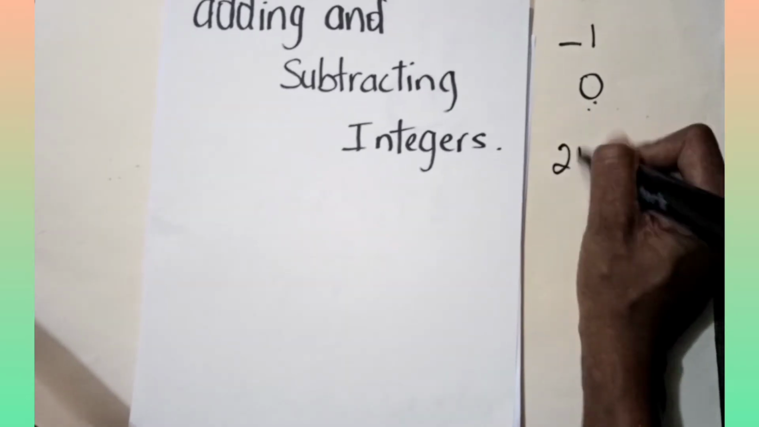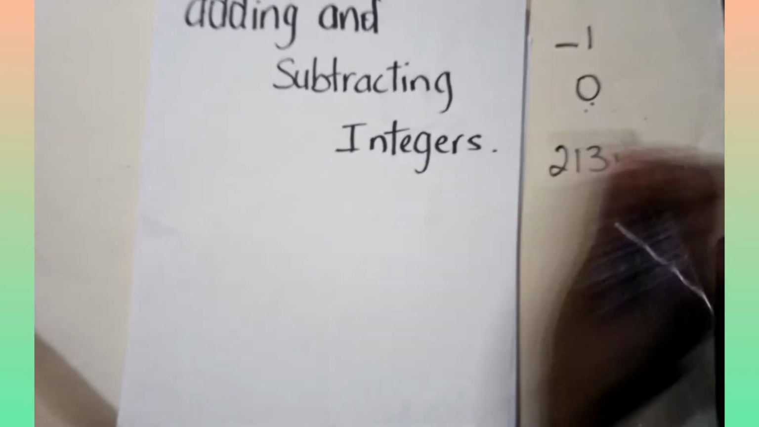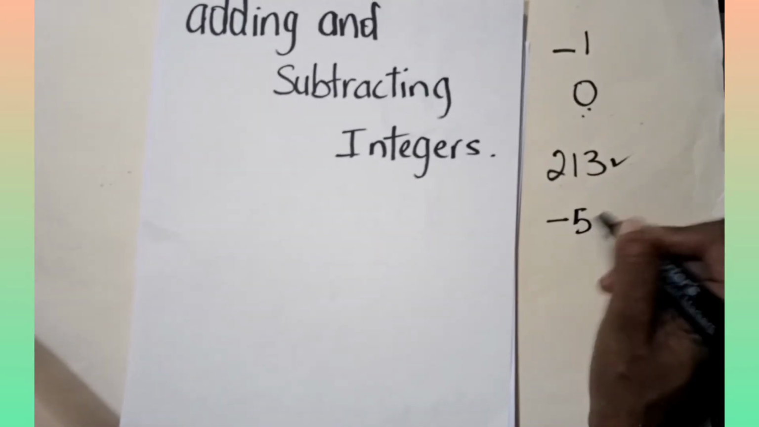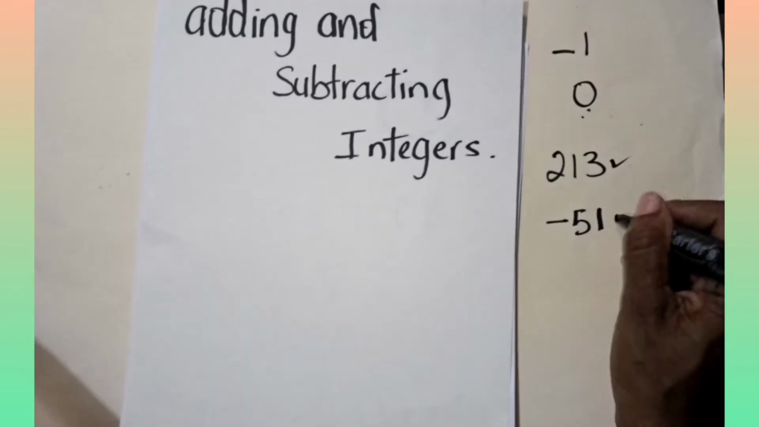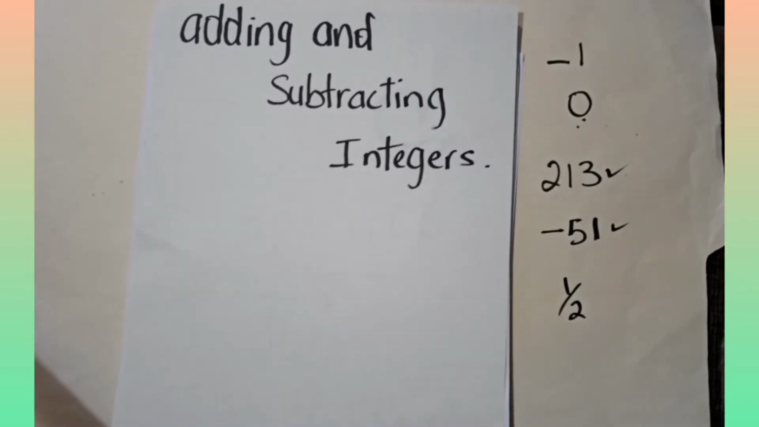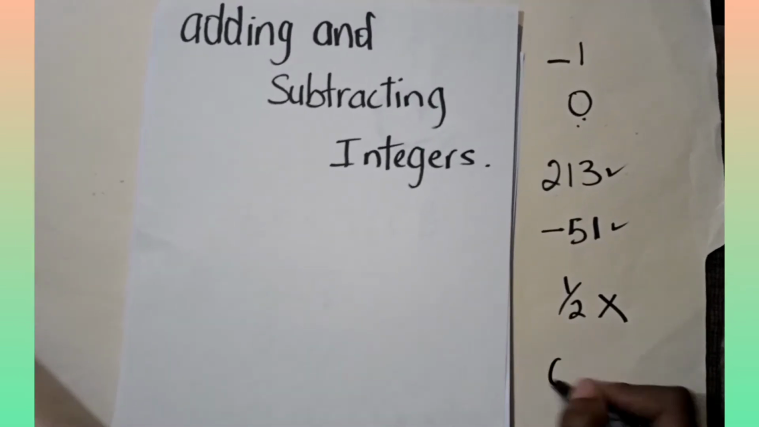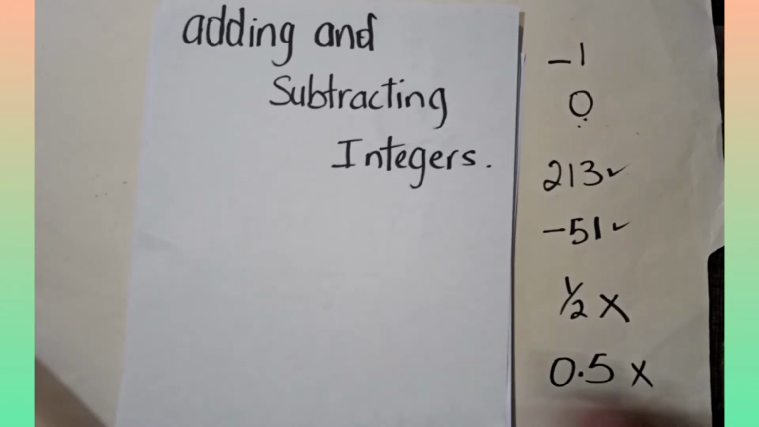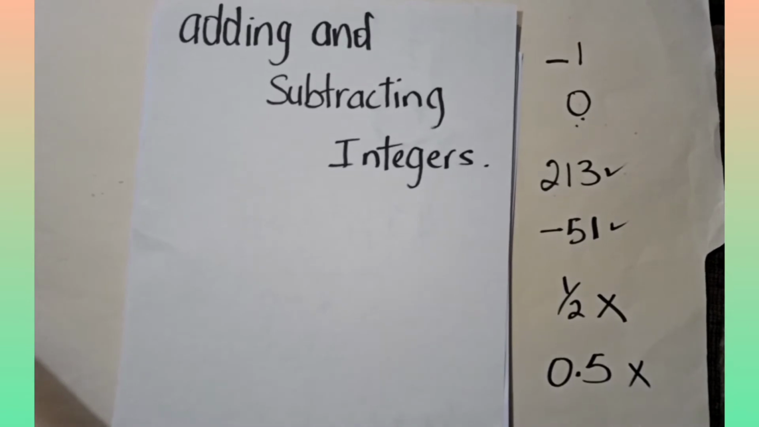So is 213 an integer? Yes, 213 is an integer. What about a negative 51? Yes, negative 51 is definitely an integer. What about half? Nope, half is not an integer. So all those fractions, decimal fractions, they are not integers. Just the positive and the negative whole numbers.